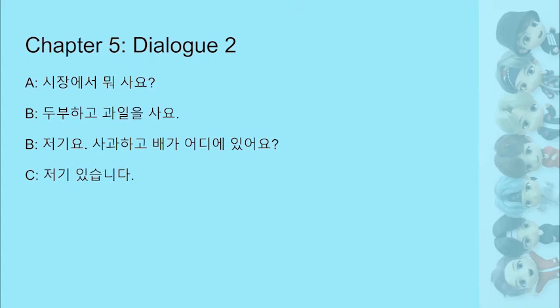And then the employee responds 저기 있습니다. So they're over there. And remember that 저기 means away from both of us. So they would be saying it's over there, away from both of us standing here.